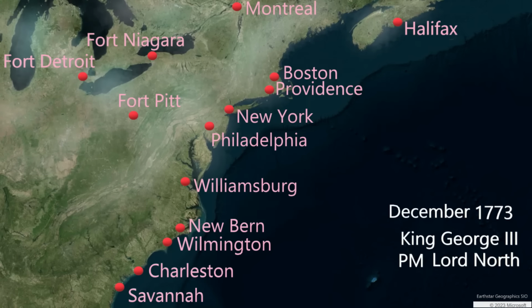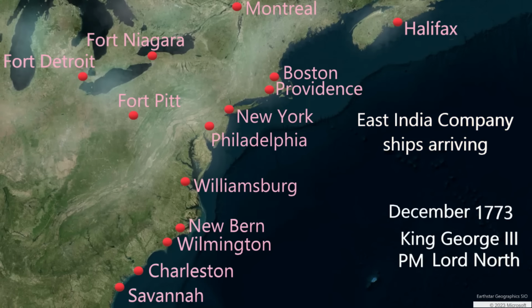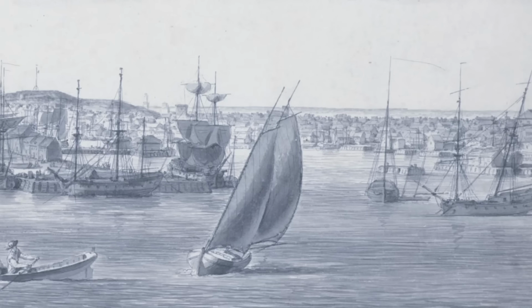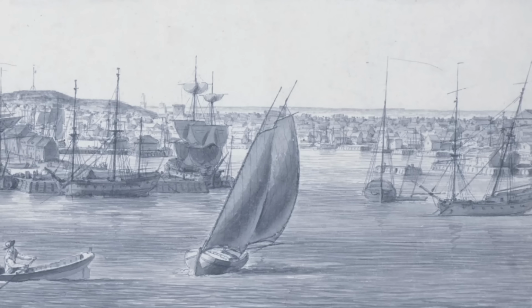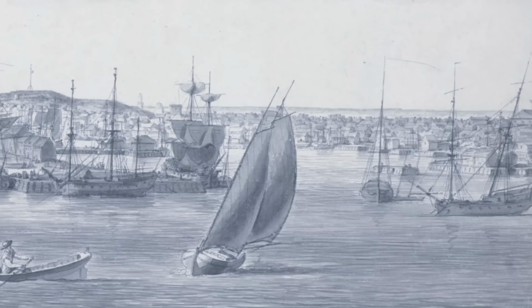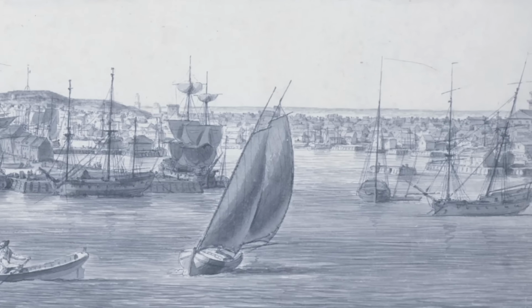December 1773. East India Company ships are arriving in American ports, filled with tea. Colonists are not buying into the East India Company's monopoly on tea. Up and down the coast, colonists demand that the East India tea is returned. However, Massachusetts Governor Hutchinson insists on selling the tea. The company's ships, the Beaver, the Dartmouth, and the Eleanor, enter Boston Harbor.